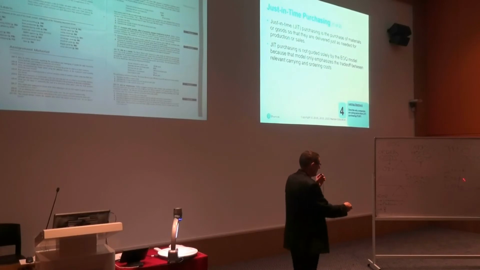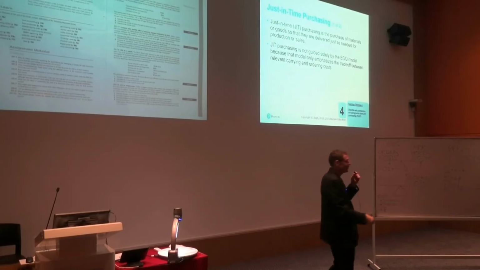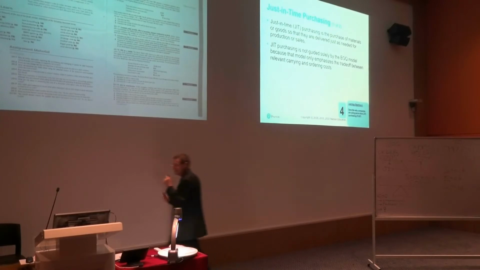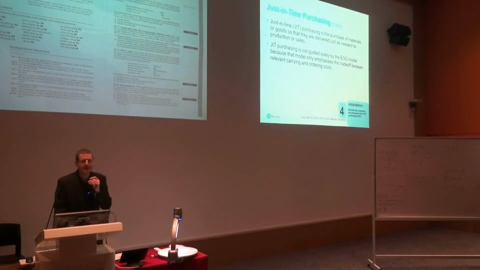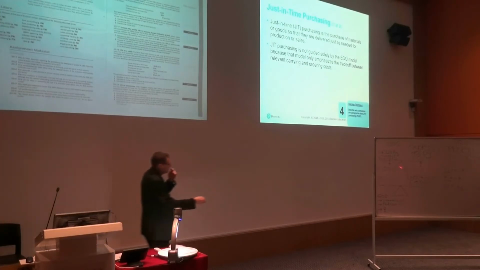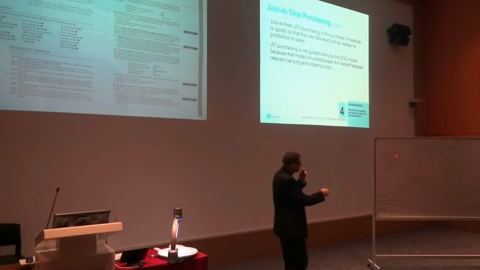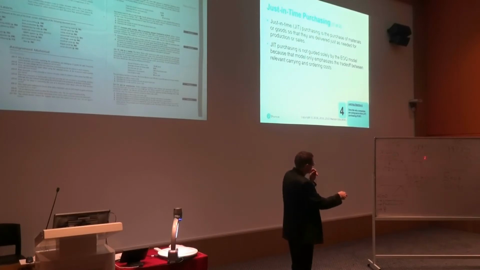And I've already made a note earlier, right? Getting that forecast right is so critical, all right? I'll repeat that again. Next section. Just-in-time purchasing is not guided solely by the EOQ model, because that model only emphasises the trade-off between relevant carrying and ordering costs. In other words, EOQ is trading off ordering versus carrying. Under just-in-time, what we are doing is pushing ordering costs down to 0.